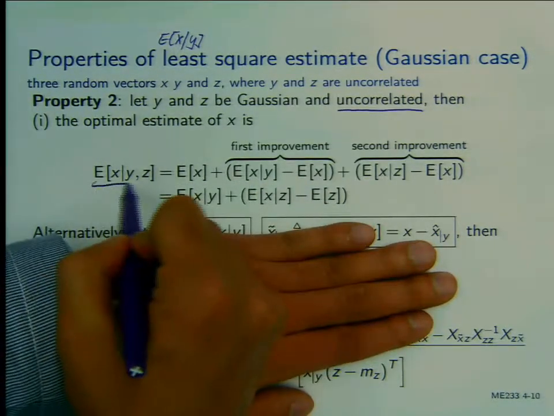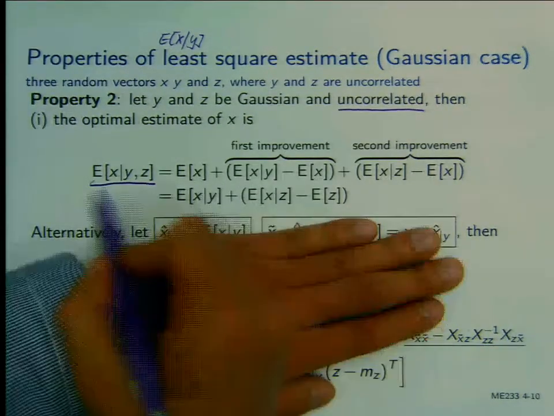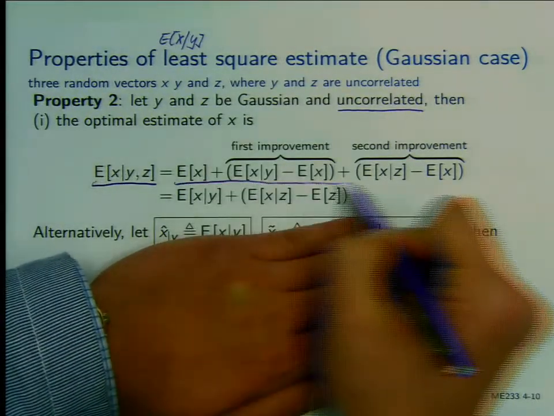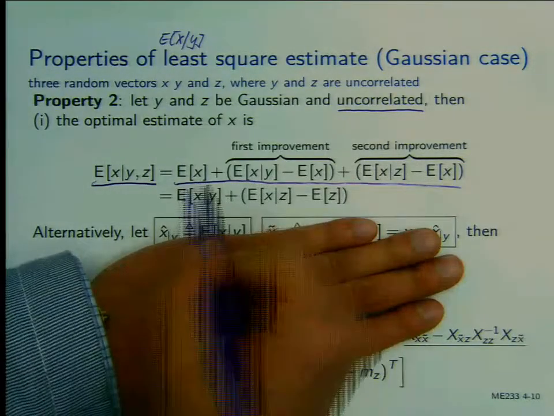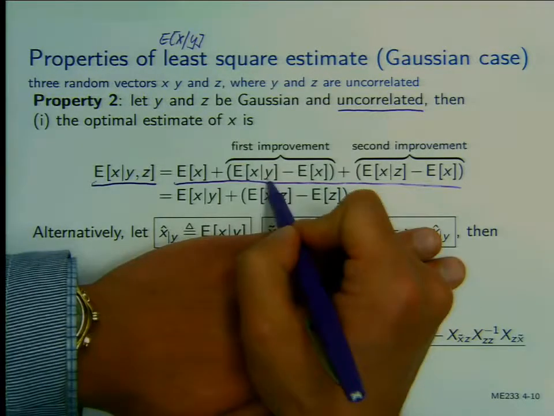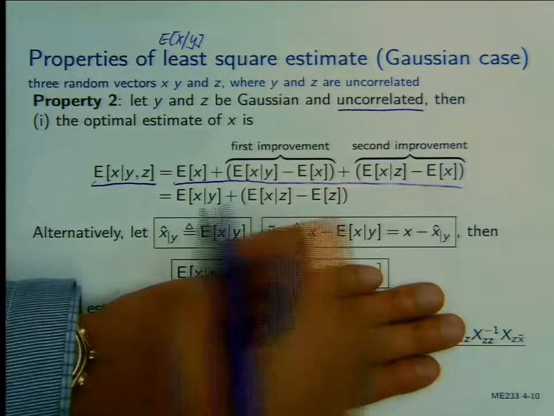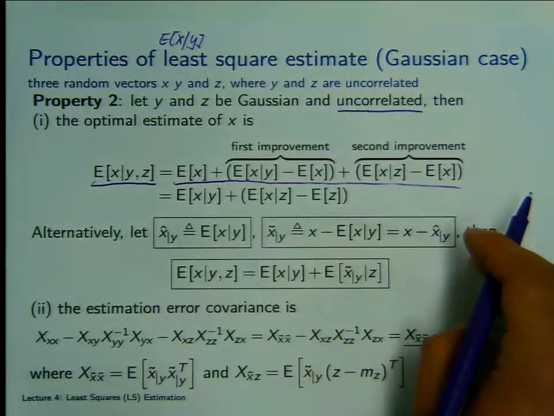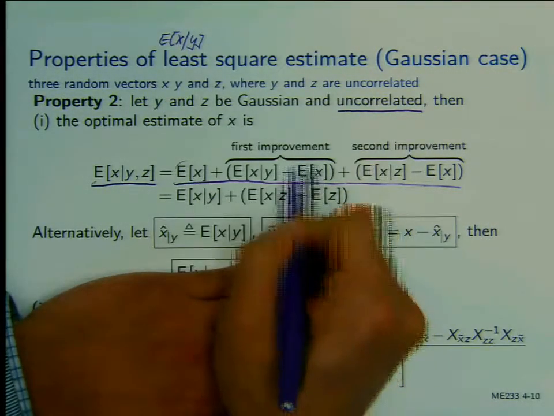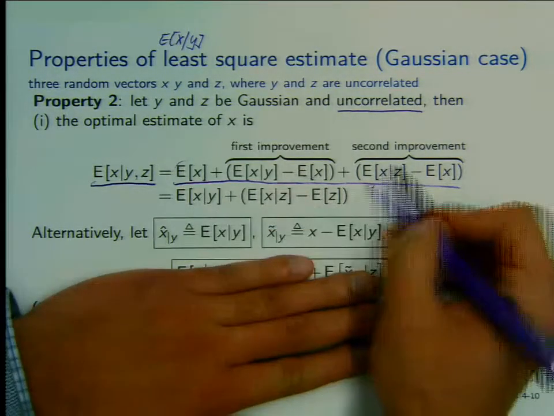Convince yourself that the estimation of x is again the conditional expectation of x given y and z, two pieces of information related to x. The result contains three terms: the mean of x, plus the improvement given by y, plus the improvement given by z. Then this expectation sign is going to cancel with this term here, and I get the conditional mean of x given y plus this second improvement.